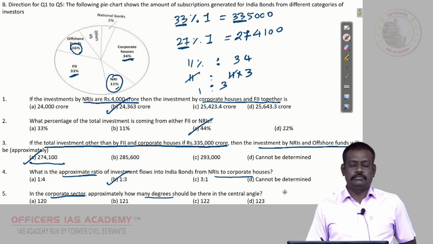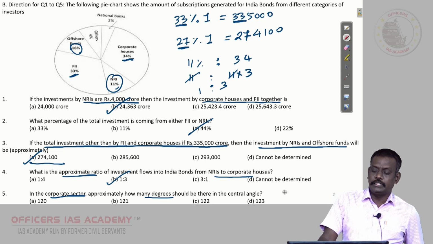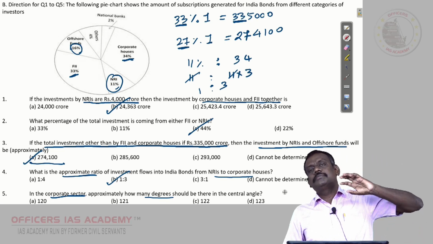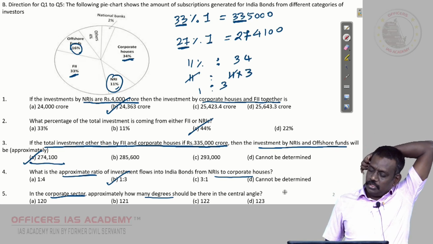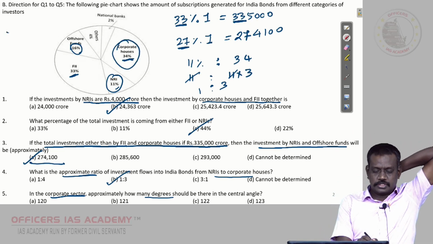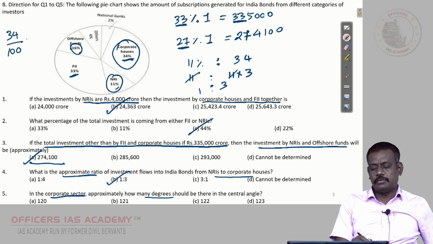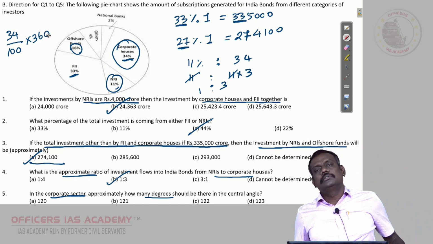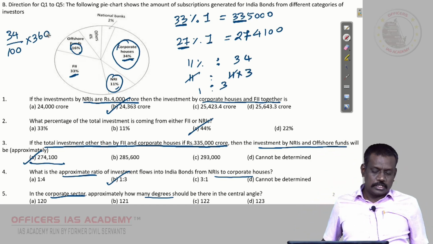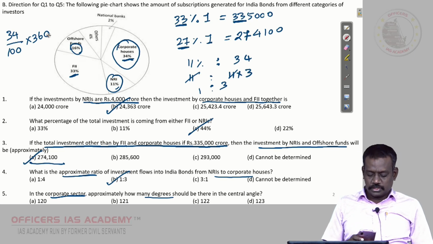Okay. And next, in the last question, in the corporate sector, approximately how many degrees should be there in the central angle? So you have to convert this percentage into angles. How will you convert? Corporate sector is 34%, right? So it is 34 out of 100, isn't it? Just multiply this with 360, because you know 360 will be the total internal angle of a circle.